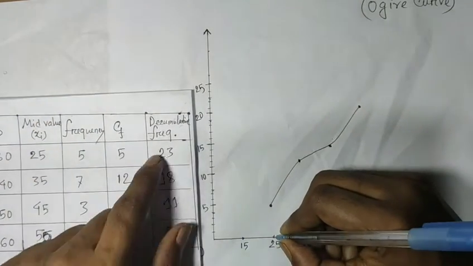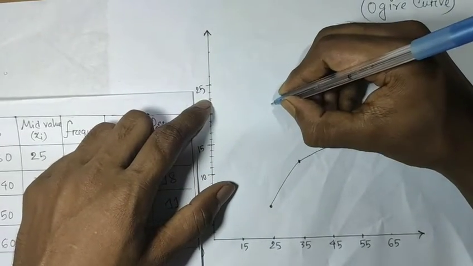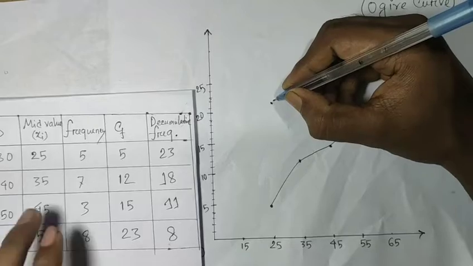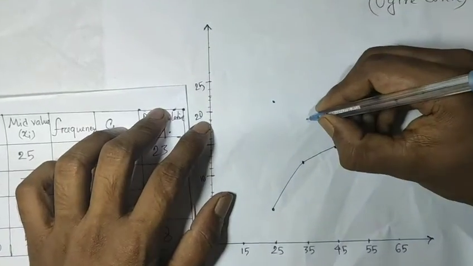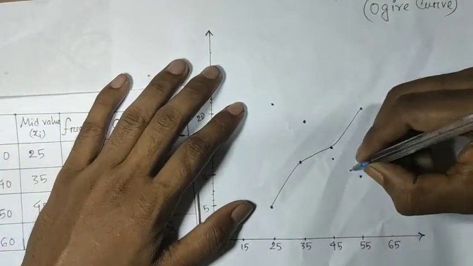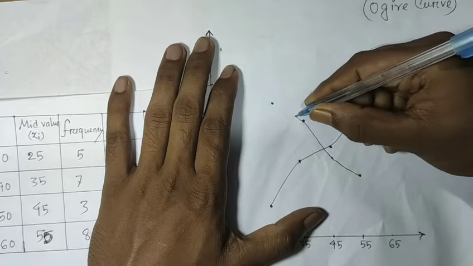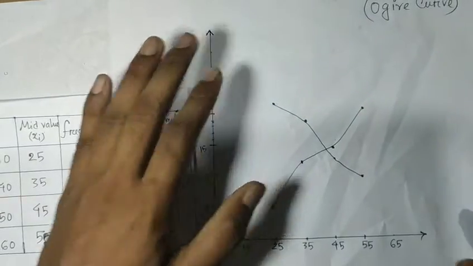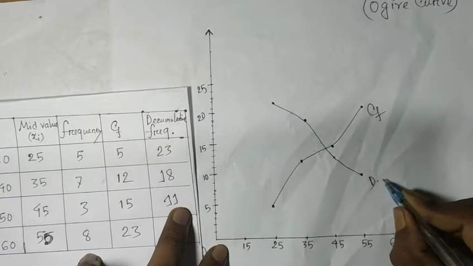For the point 25 the decumulative frequency is 23, that means it will be 23 and it will be here. And for 35 the decumulative frequency is 18, that is here. Doing the same process for the other points, let's join the points. It will look like this, and this is the Ogive curve of cumulative frequency, and this is the decumulative frequency Ogive curve.